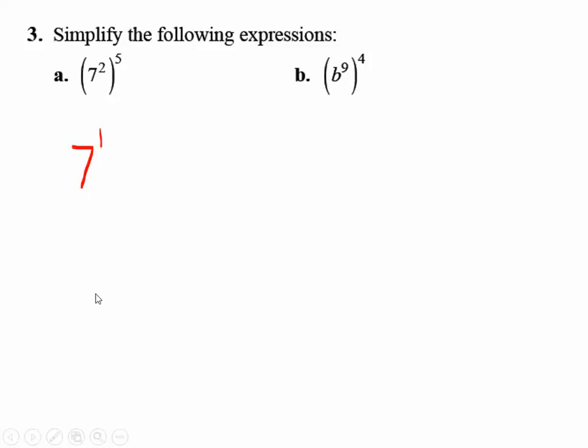Alright, hopefully the first one you got 7 to the 10th, because the 2 and the 5 multiply together. How about b to the 36th? It's 9 times 4. Alright, next property.